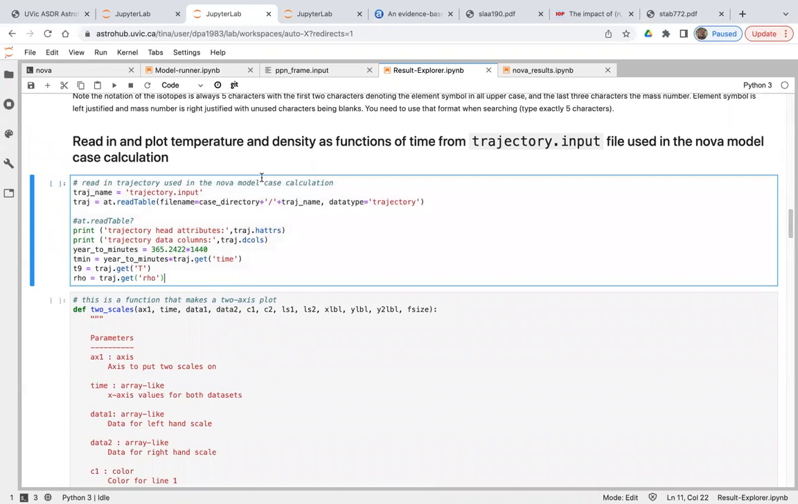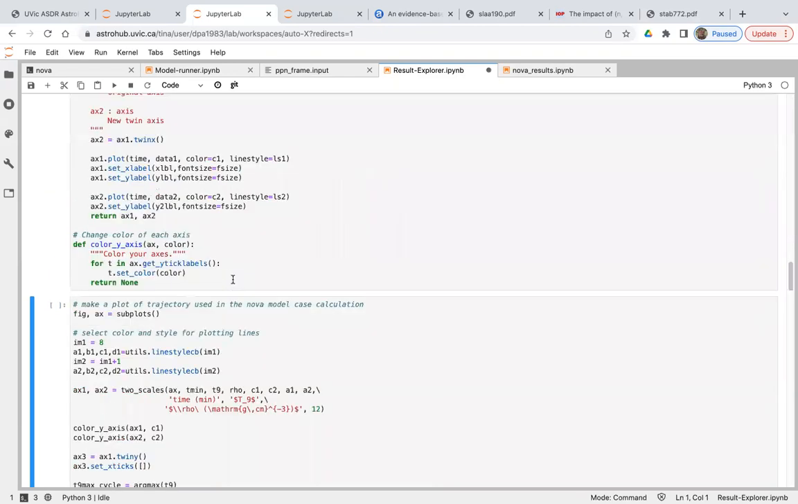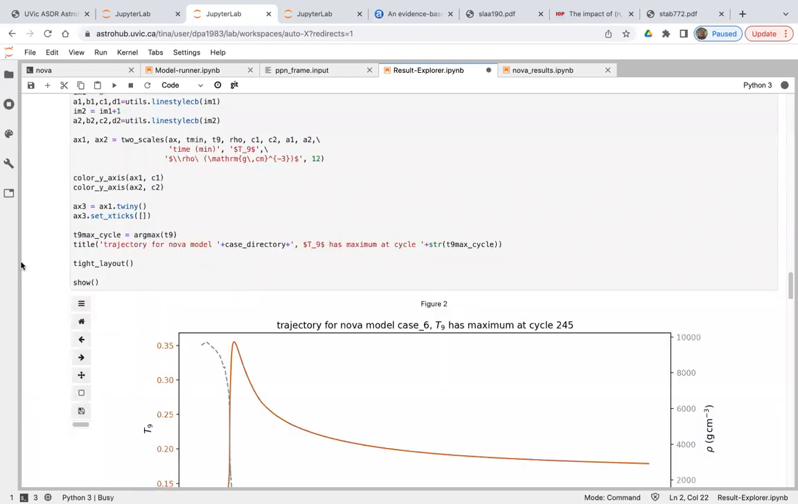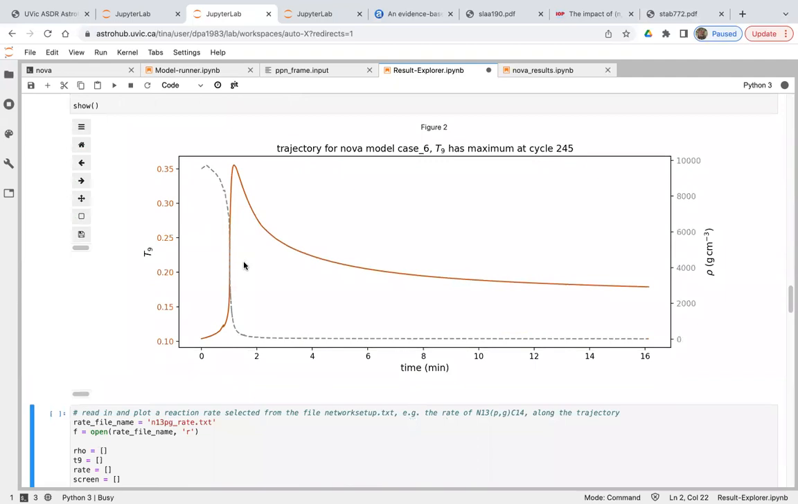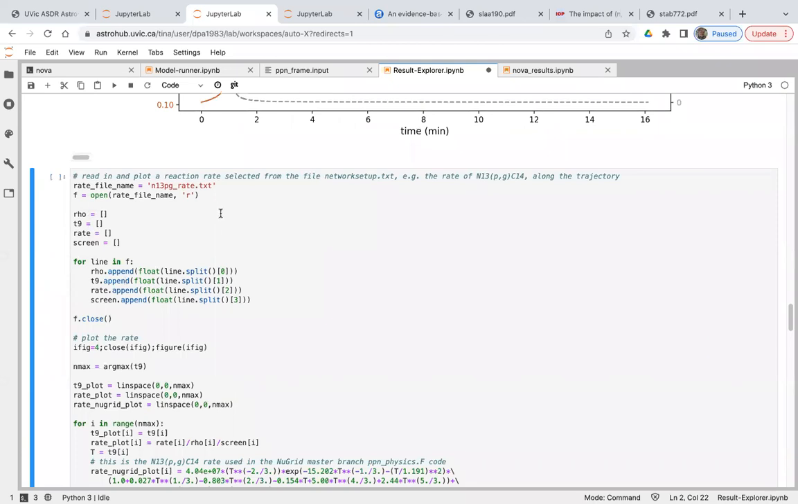Now here we plotted temperature and density from the trajectory that we used in these one-zone simulations. This plot shows the temperature, the orange, and the density as a function of time that we used in these computations. So this is a useful cell as well.